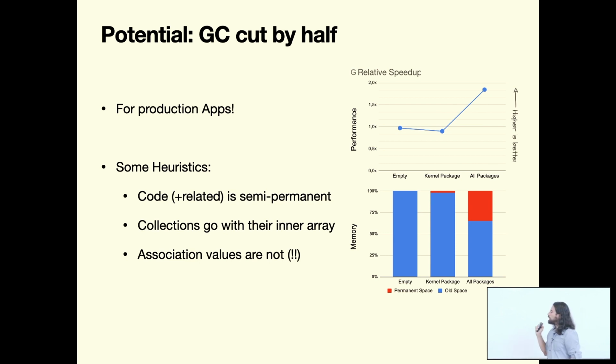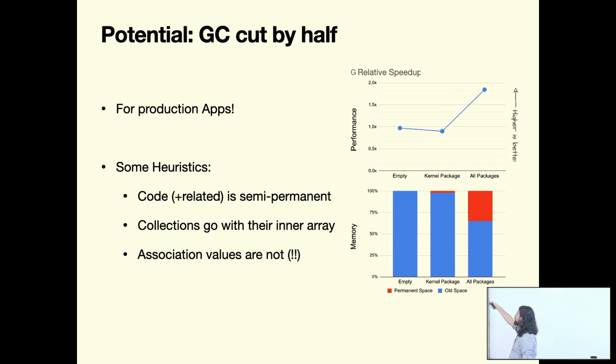Based on some of these heuristics, we built some kind of automatic packaging, or automatic moving of packages of code, to the permanent space. And we did some experiments. So the first thing that we measured is, OK, what happens if nothing is in the permanent space? So this is our baseline. It's 0% of objects in the permanent space. So the garbage collector takes 1, so it's relative.